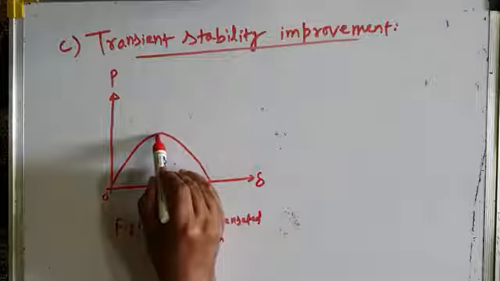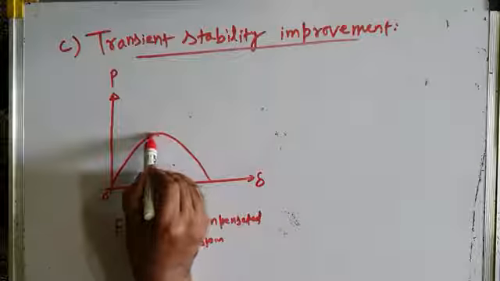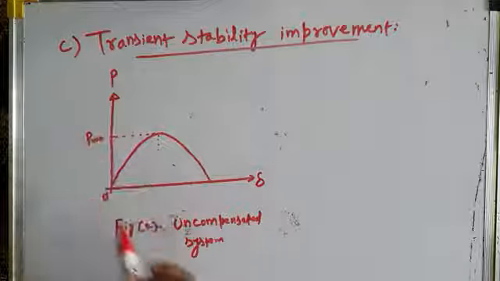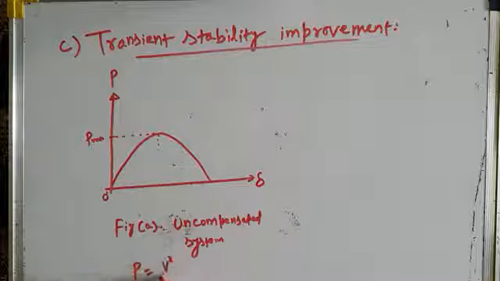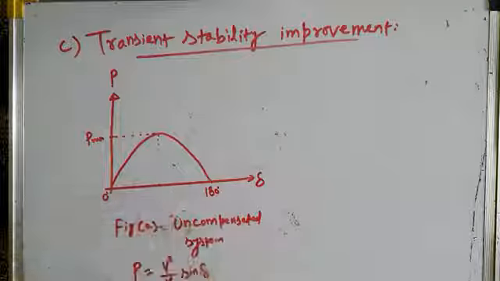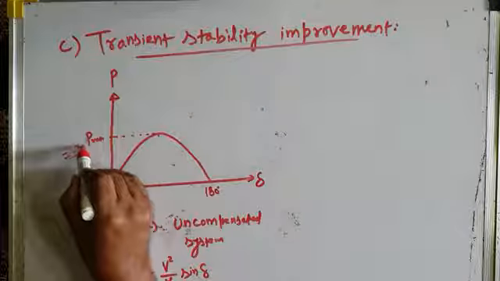For an uncompensated transmission line, we already know that this is the power angle characteristic. This is P max, which is equal to V square by X. So here power is given by V square by X sine delta, right? And for delta equal to 90 degrees, which is somewhere here, and of course this is delta equal to 180 degrees, this is delta equal to 90 degrees, sine 90 is 1, and the maximum power transferred over the line, which is also called the steady state limit of the transmission line, is P max equal to V square by X. So this is for the uncompensated transmission line, and I should write here P max equal to V square by X.